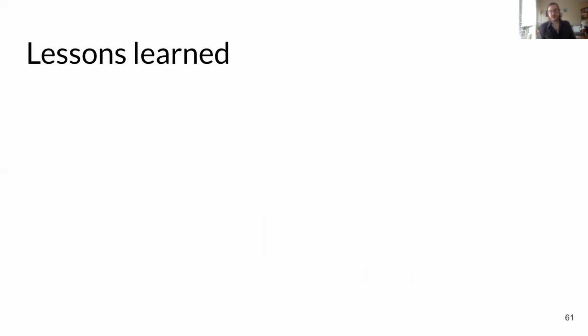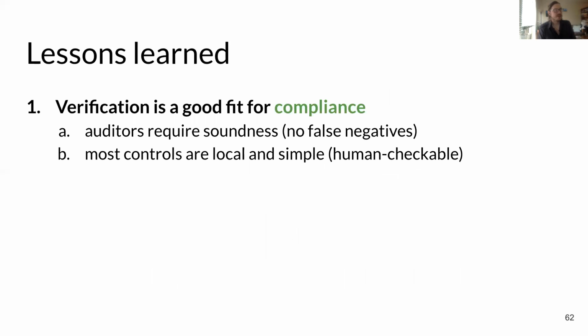So the last thing I want to show is a few lessons that we learned during this process. First, verification is a good fit for compliance. The 2 are naturally allies. This is because auditors really would like tools that are sound to eliminate the need for manual work. Right? And also that most of the controls that the auditors are enforcing manually are simple and local because they need to be enforced by a human who doesn't have in-depth knowledge of the system. That makes them amenable to verification.